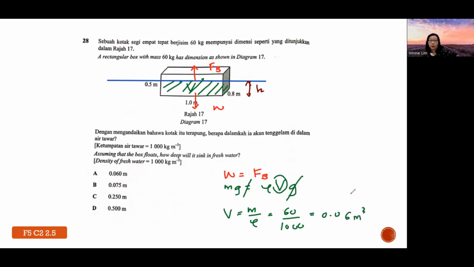0.06 meter cube. Then how do you calculate volume if you are given the width and also length? Basically length times width times height gives you the volume, right? So your length is 1 times 0.8 the width, the h is what you want to find, and the volume is 0.06. So finally h equals 0.06 divided by 0.8, and you will get the answer as B, 0.075 meter.